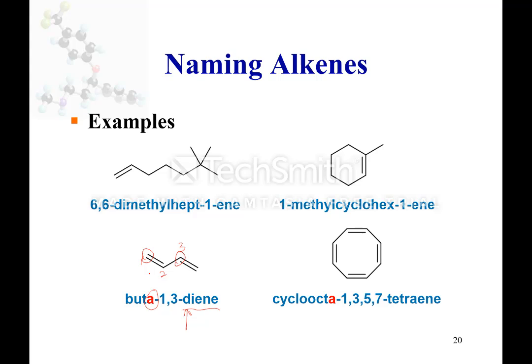And more specifically, it is buta-1,3-diene. This is the same for the molecule next to it, cyclooctatetraene, because there are 4 carbon double bonds that are spaced 1, 3, 5, 7 as the places where they begin the double bond, and it is in the context of a cyclooctene ring, which is 8 carbons in the ring.